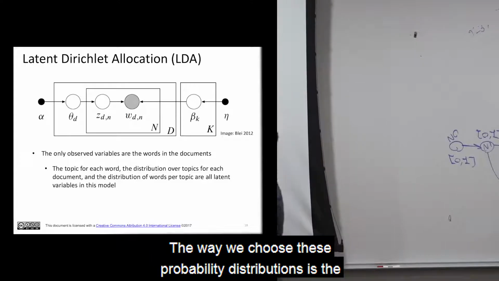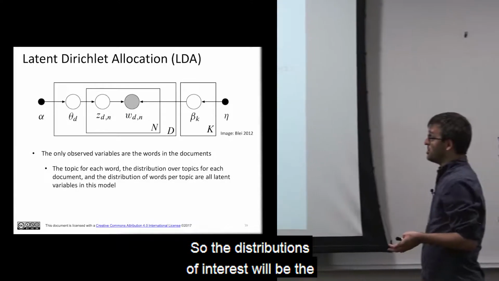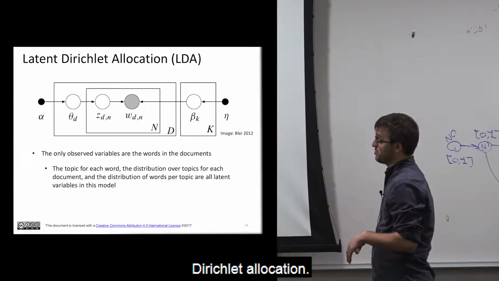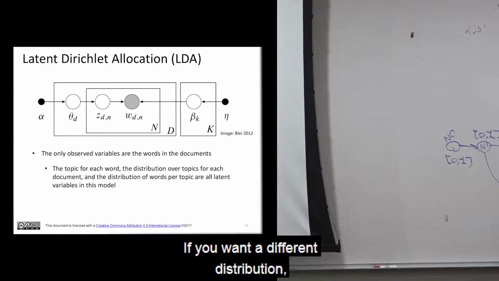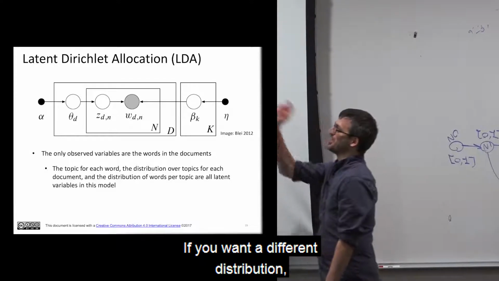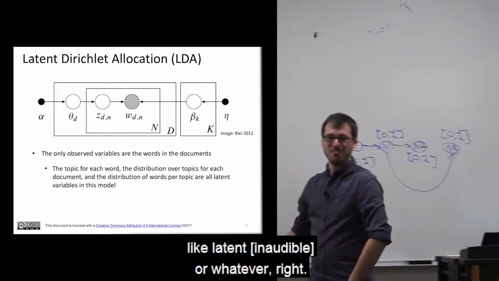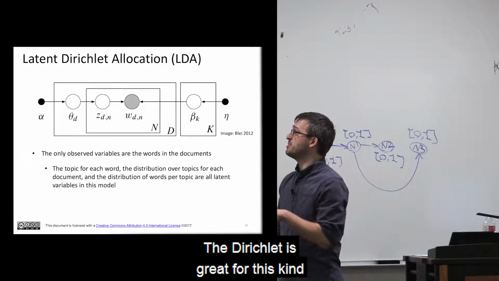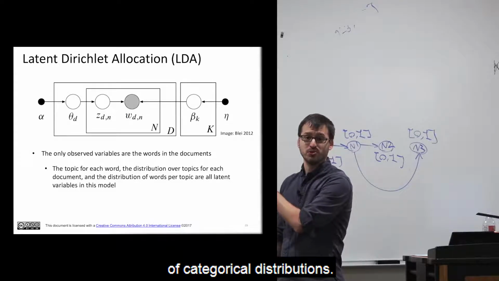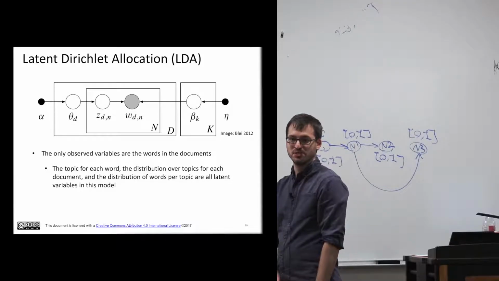The way we choose these probability distributions is the way that the algorithm gets its name. The distributions of interest will be Dirichlet distributions. Those will be the distributions over the betas and the thetas in the model. And that's where you get the latent Dirichlet allocation. If you wanted different distributions, you could get a different name, like latent Gaussian, whatever. It depends on your application. The Dirichlet is great for these kinds of categorical distributions. It's the generalization of the beta distribution to more than 2 alternatives.